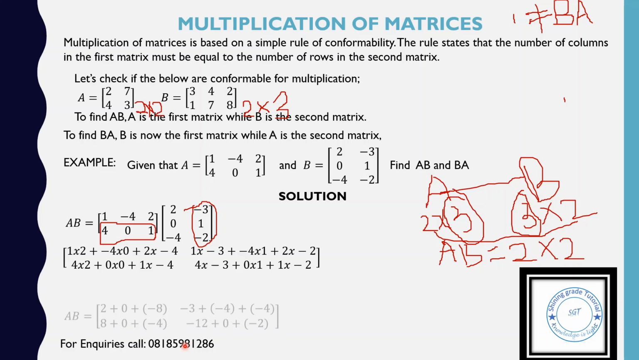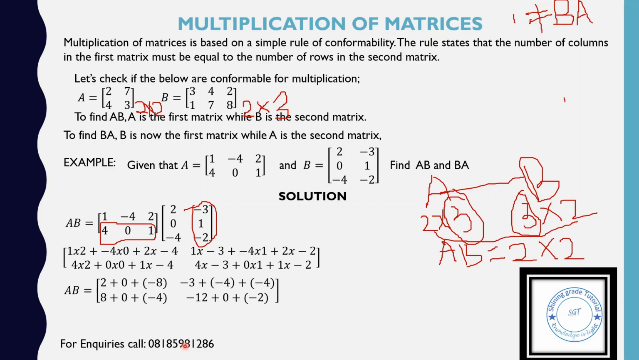So let's move on. We know how we got all of this; it has been explained. 1 times 2 is 2. 4 times 0 is 0. 2 times minus 4 is minus 8. 1 times minus 3 is minus 3. Minus 4 times 1 is minus 4. 2 times minus 2 is minus 4. 4 times 2 is 8. 0 times 0 is 0. 1 times minus 4 is minus 4. 4 times minus 3 is minus 12. 0 times 1 is 0. And 1 times minus 2 is minus 2.